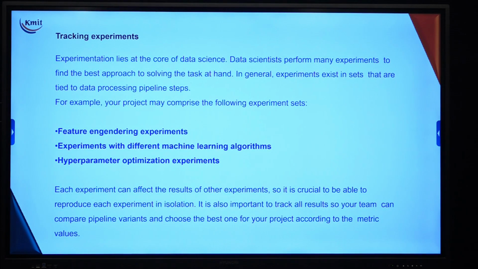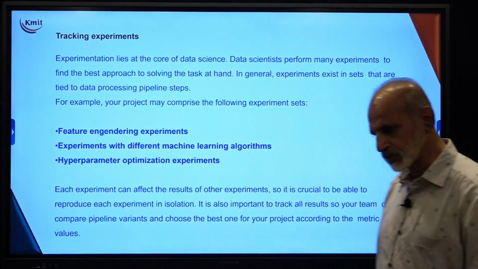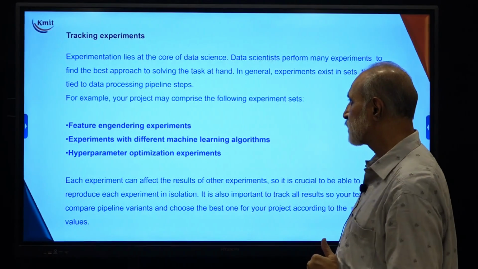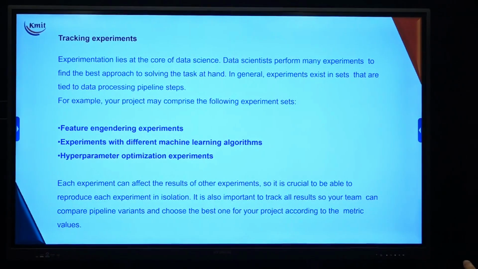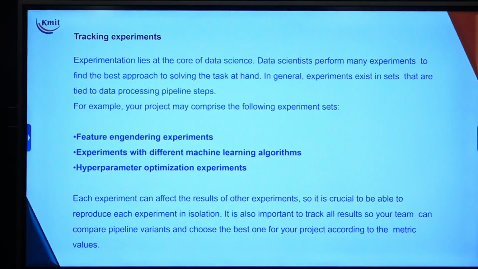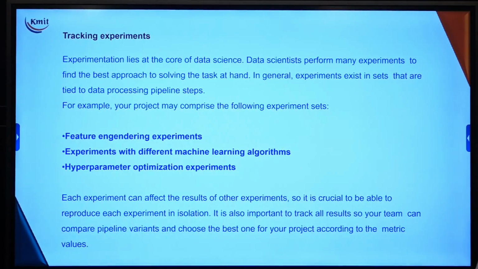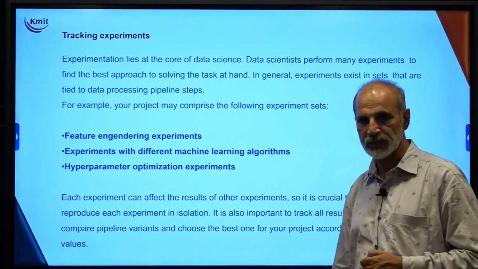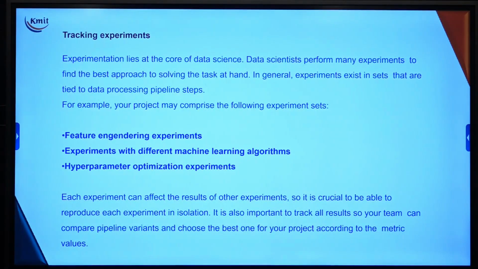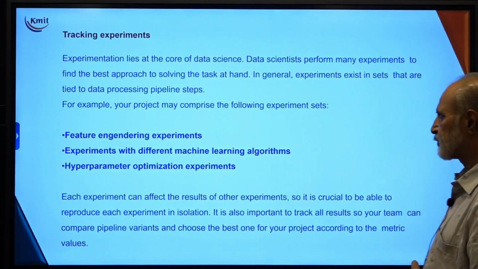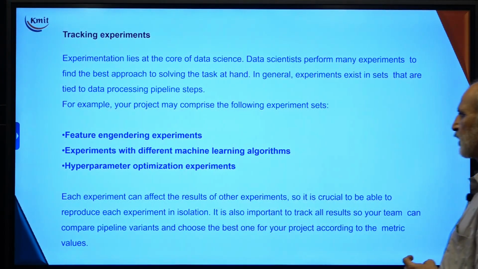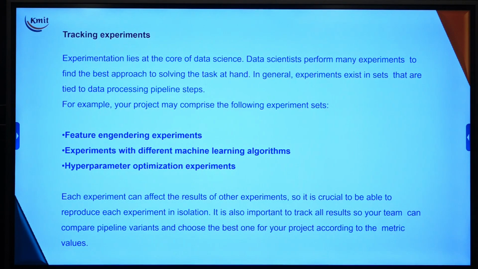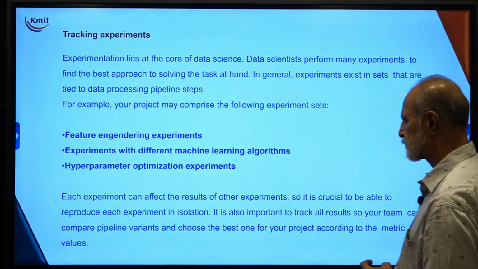Now a very important consideration about the project is tracking the experiment, which version I am talking about. Experiments lie at the core of data science, and data scientists perform many experiments to find the best approach to solving a particular task at hand. In general, experiments exist in sets that are tied to a data processing milestone. For example, feature generation or feature engineering experiments, experiments with different machine learning algorithms, and hyperparameter optimization experiments.